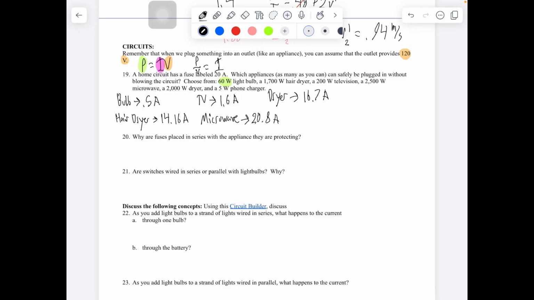What else do we have? We have a 5-watt phone charger. 5 divided by 120. This is only going to draw 0.042 amps. Okay. Which appliances can safely be plugged in without blowing the circuit? Well, we can plug in the charger, the TV, the hairdryer, the bulb. The dryer, we cannot plug in the microwave.